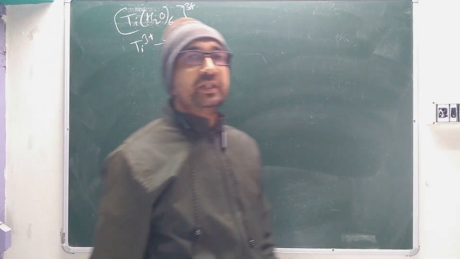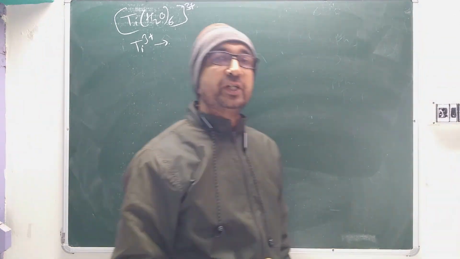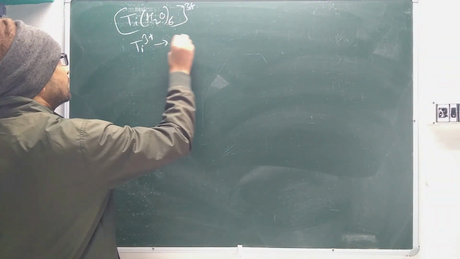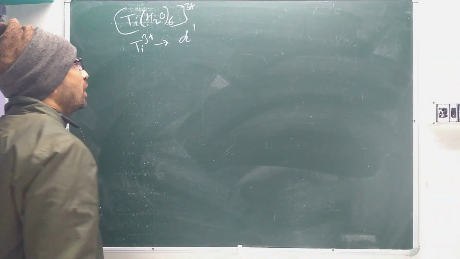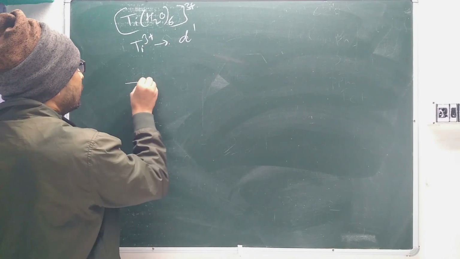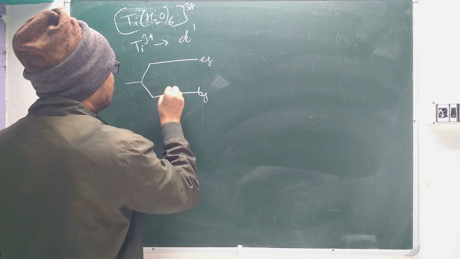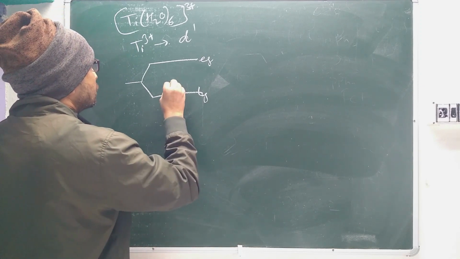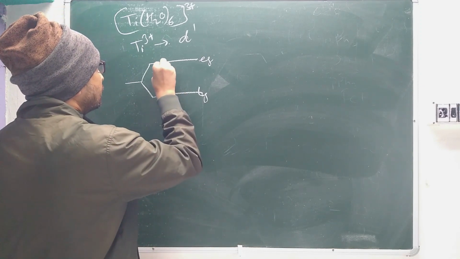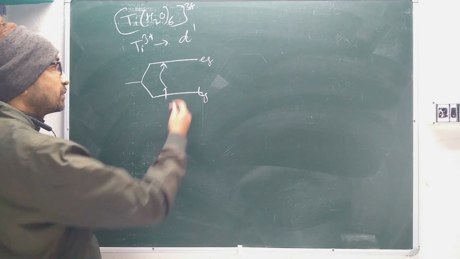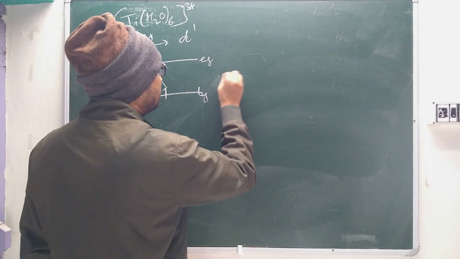Titanium in the +2 oxidation state would be d2. If it is +3, then it will be d1. So now we just have to draw d1, with t2g and eg. We have one electron, right? Now what is happening is it goes from here to here, and this we call spin allowed.